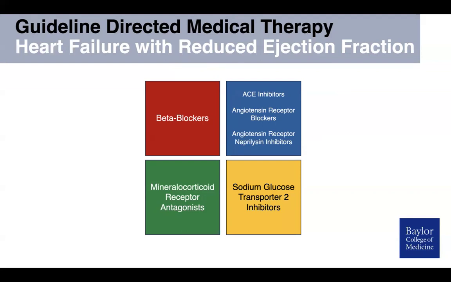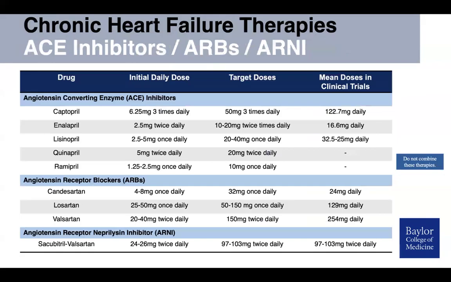You also want to add on mineralocorticoid receptor antagonists such as spironolactone or eplerenone. And then on the bottom right there, the newest addition to this group includes sodium glucose transporter 2 inhibitors or SGLT2 inhibitors. These are the four pillars of HFrEF therapy. So the drugs include our ACE inhibitors, ARBs, and ARNIs. You can see there the number of different medications that we have. Typically, if we can, we use ARNIs or angiotensin receptor neprilysin inhibitors.